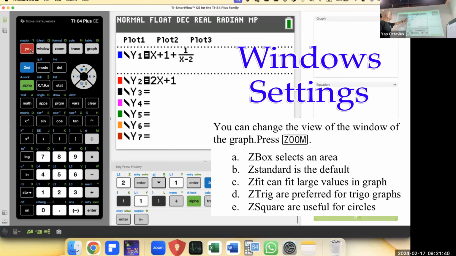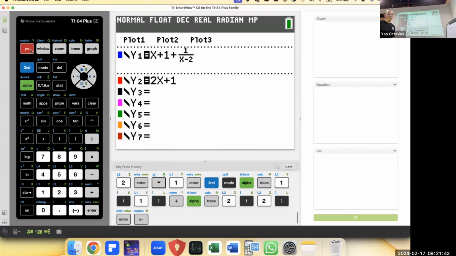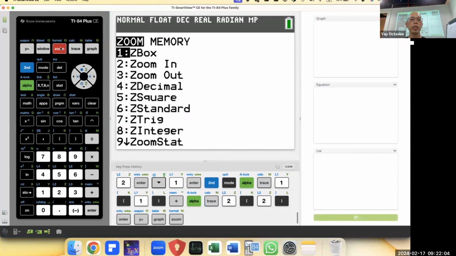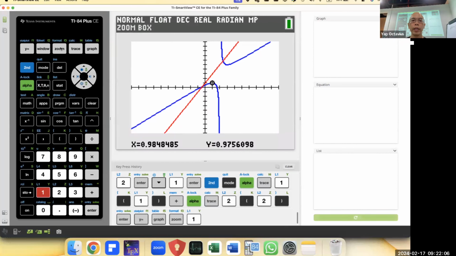Change the window. Okay, you have your y1, y2 there, right? Now, if you look at this y1, y2, we can change the window. Let's say now on the graph, we don't want to look at everything, but we just want to focus on here. So there's a function called zoom box. The zoom box, you can actually box up one area. So you press zoom, then you go to zoom box number 1. Then you activate this key.